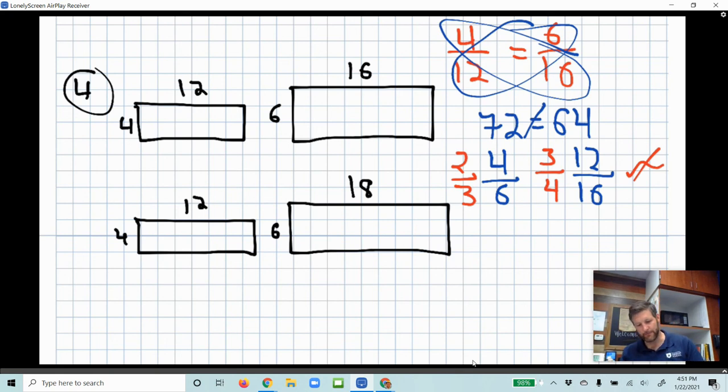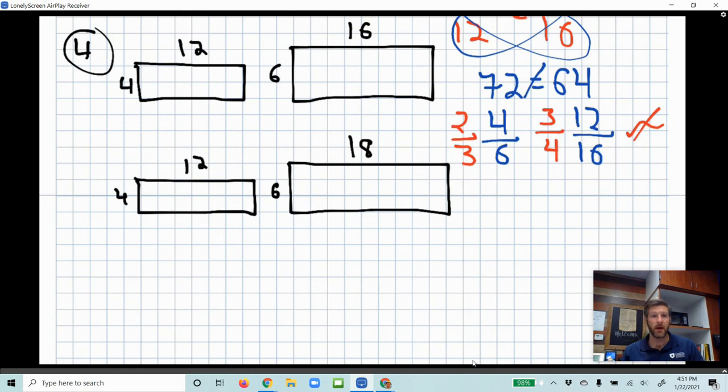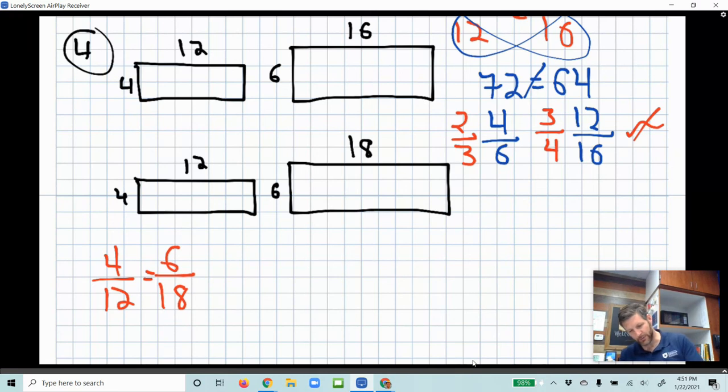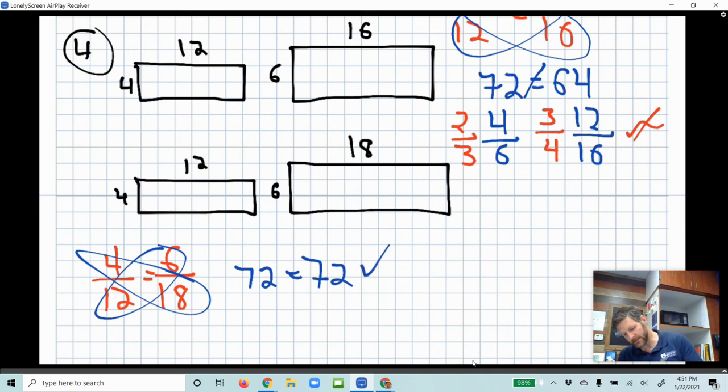Whereas, I gave the second example as a way of showing when it does work. Let's write the proportion. 4 over 12, is that the same as 6 over 18? Well, if we cross multiply and check our cross products, what you're going to get is 4 times 18 is 72, and 6 times 12 is 72. And so in this case, they are in fact similar.